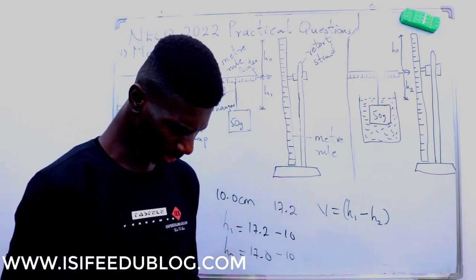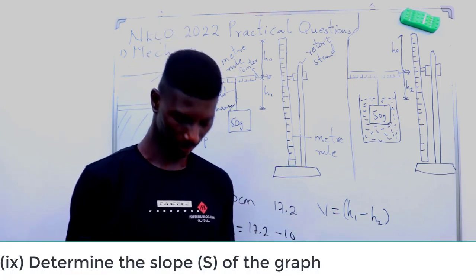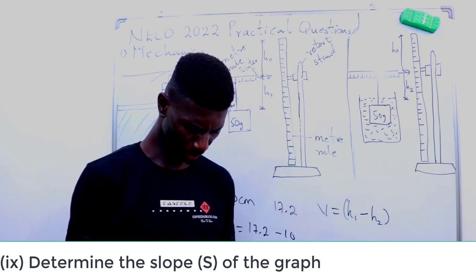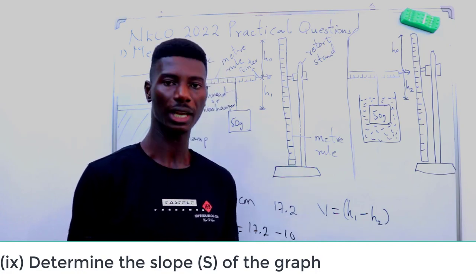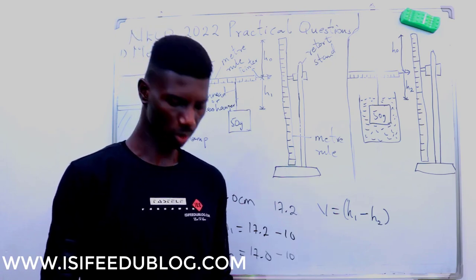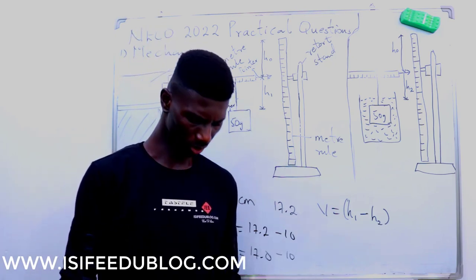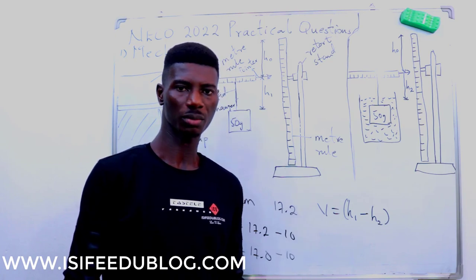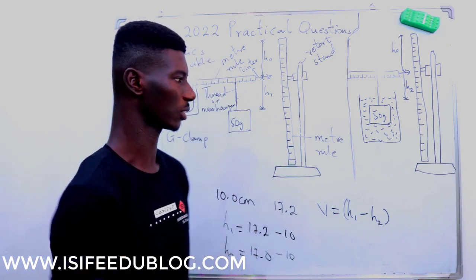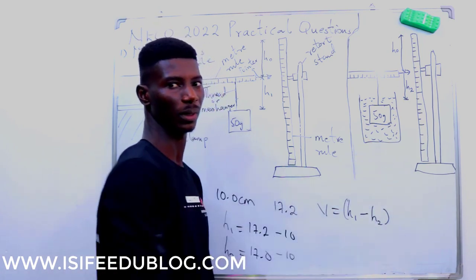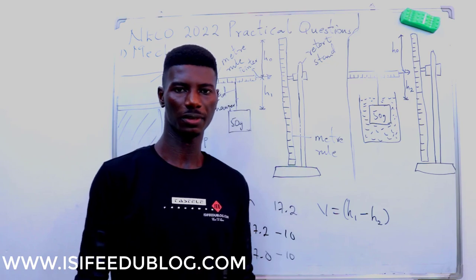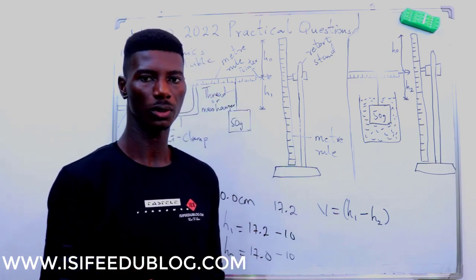Now the next thing here, they say determine the slope S of the graph. State 2 precautions taken to ensure accurate results. The slope is not a problem, and precautions are not a problem. So always remember, this question is based on Archimedes' principle. Because of this, please go and learn how to state Archimedes' principle. It's very, very easy. And also the principle of flotation.